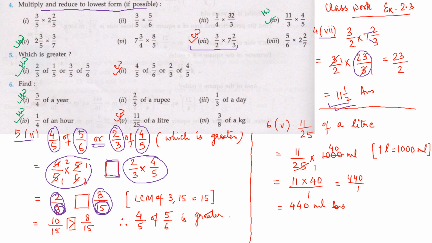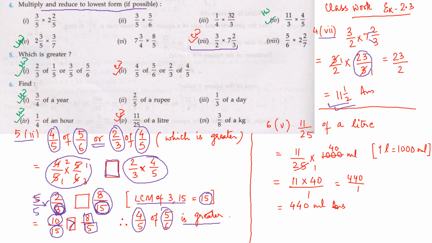One denominator is 3, another is 15. So we will find the LCM. LCM of 3 and 15 is 15. Now 3 needs to be changed to 15. So it will be 3 into 5 and 2 into 5. That's how it became 10 by 15, and the other fraction already was 8 by 15. Now which one is greater, 10 or 8? Obviously 10 is greater. Therefore 4 by 5 of 5 by 6 is greater.